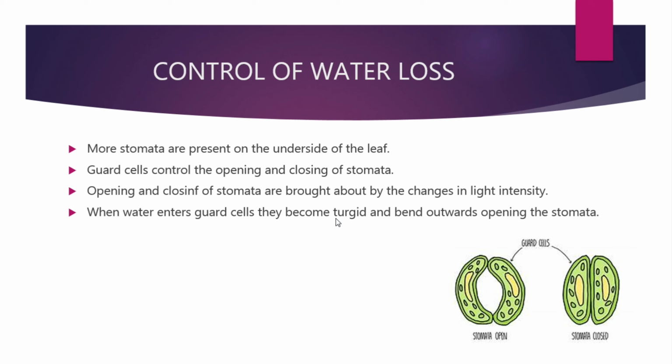Opening and closing of stomata are brought about by the changes in light intensity. You all know this, I'm just discussing this. When water enters guard cells, they become turgid and bend outwards to open the stomata. So when light shines on the guard cells, water starts to enter the guard cells, and as water enters the cell vacuole, it starts to swell until it touches the boundaries of the cell wall and becomes turgid.